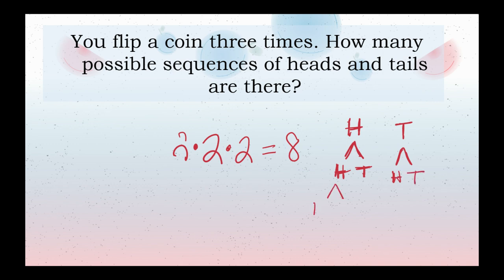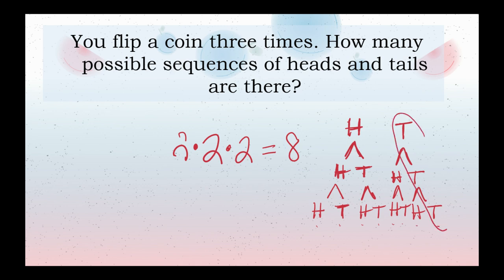And then for your third flip, heads or tails, heads or tails, heads or tails. See how it kind of looks like a factor tree, right? Same idea. And we have a total of 1, 2, 3, 4, 5, 6, 7, 8 different possibilities.